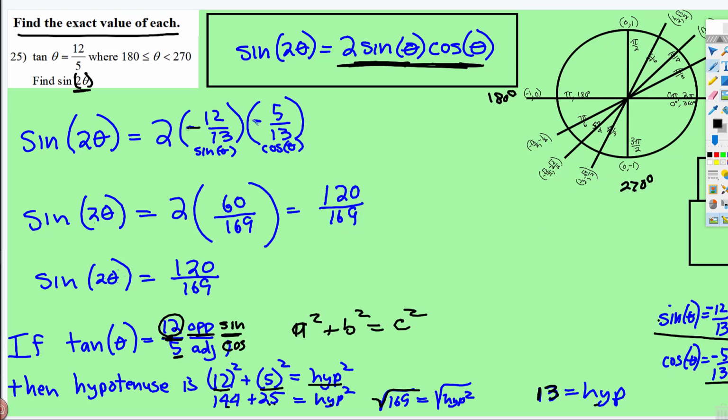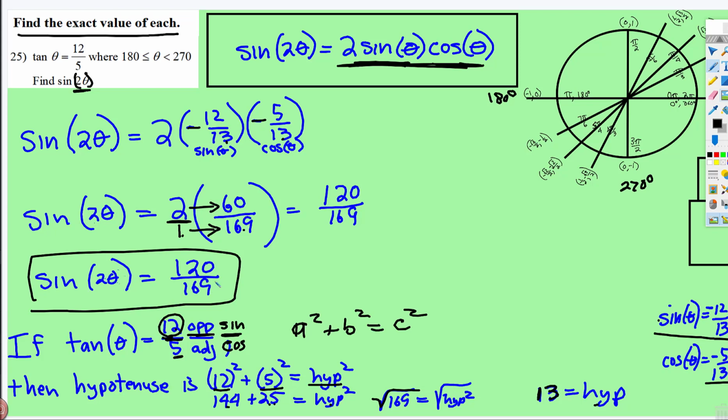When I multiply negative 12 times negative 5, I get positive 60. 13 times 13 is 169. Remember that 2 is like saying 2 over 1. So then just multiply. So 2 times 60 is 120. 1 times 169 is just 169. So sine of 2 theta is 120 over 169.